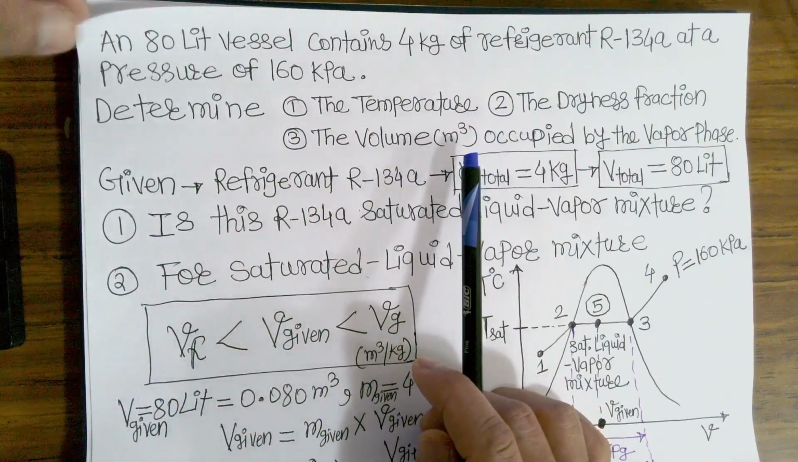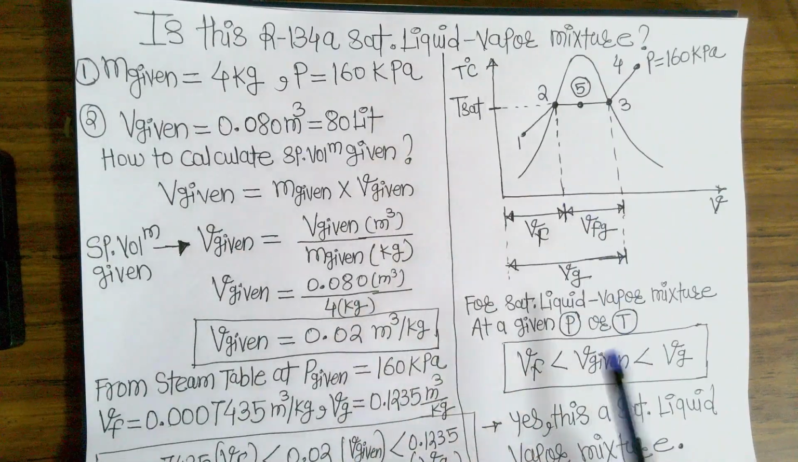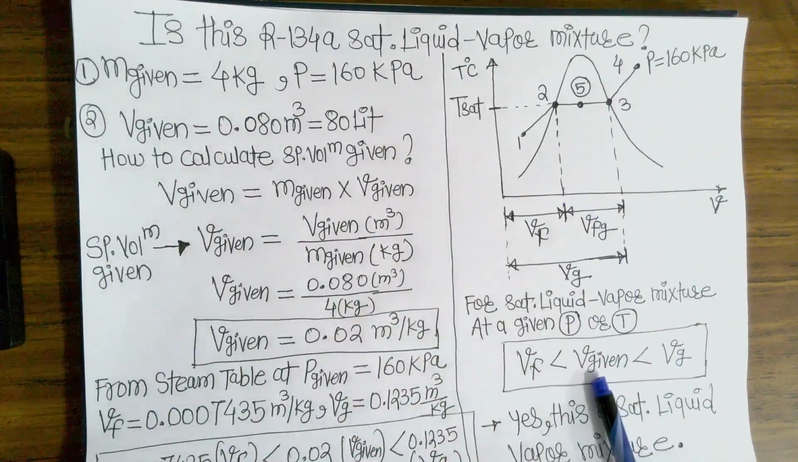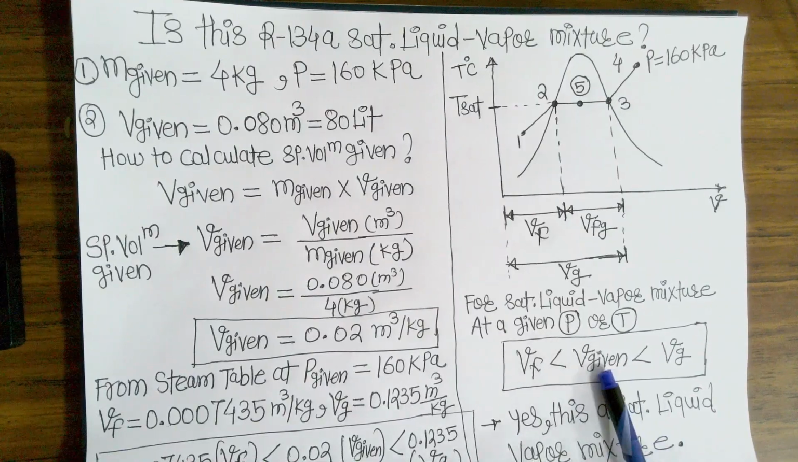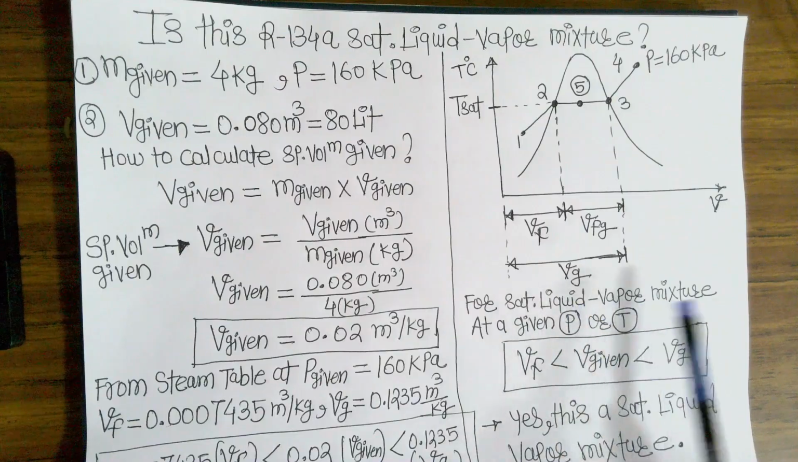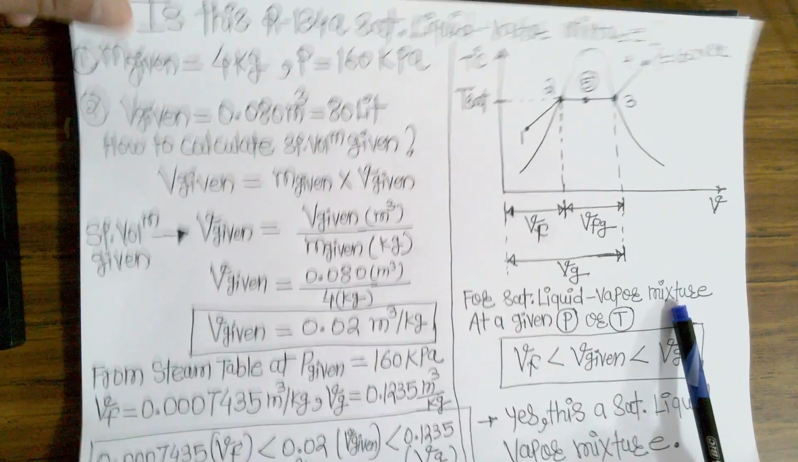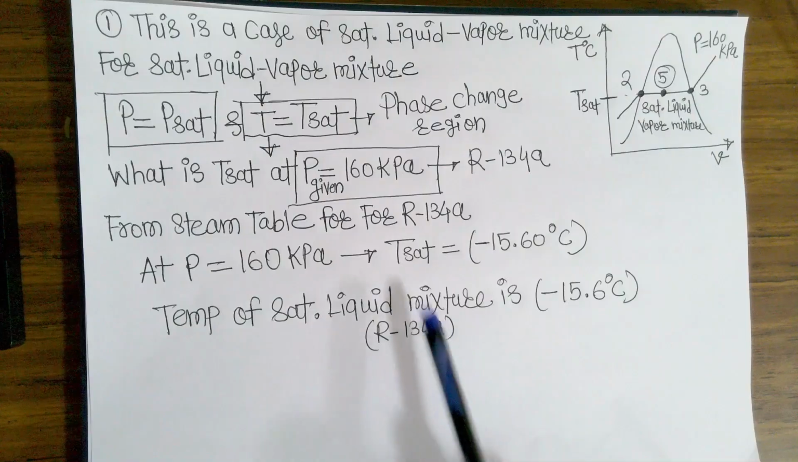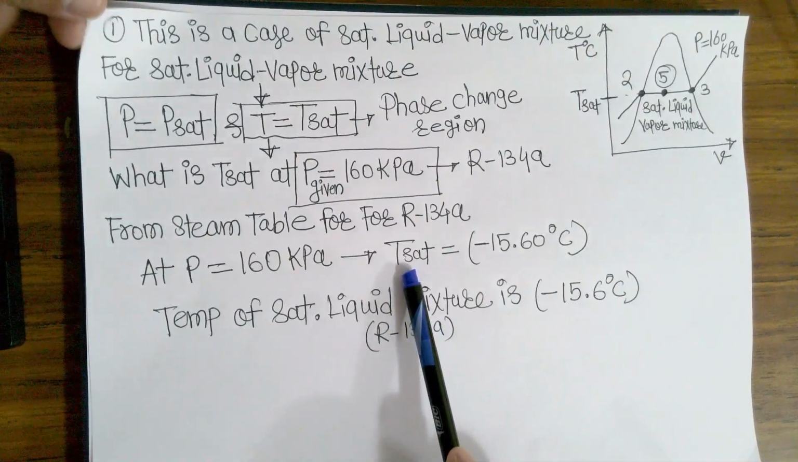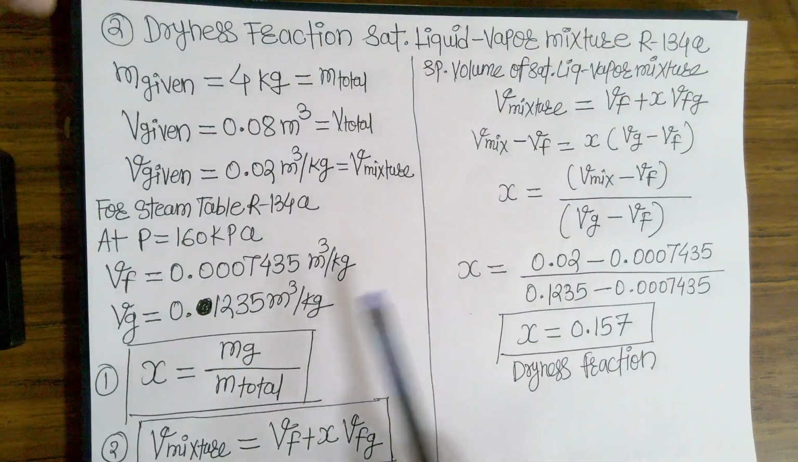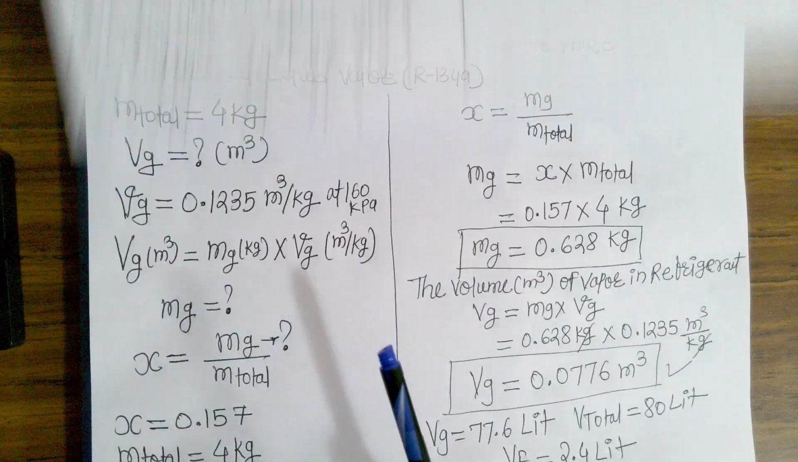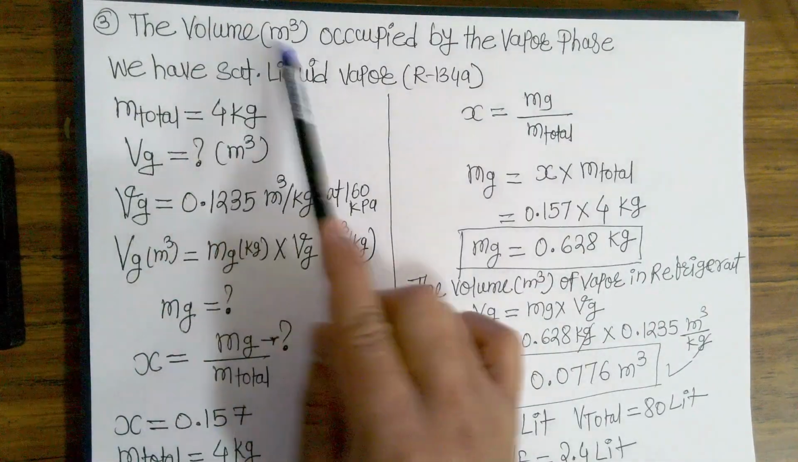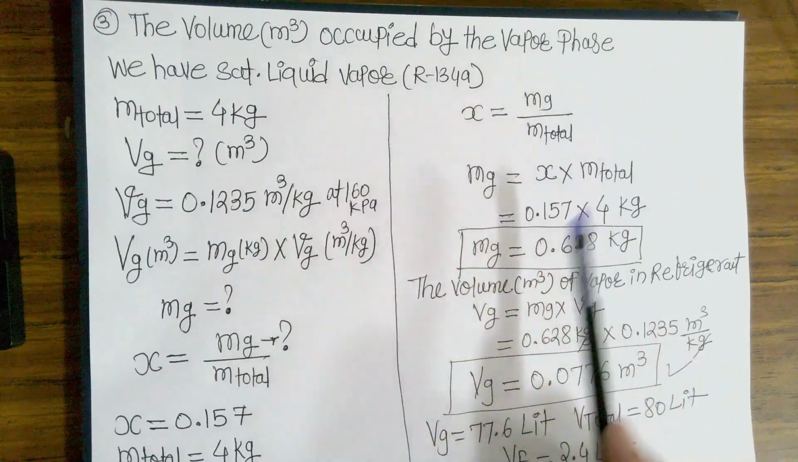The first thing we are going to do is to decide, when a specific volume is given to you, what condition defines that the volume corresponds to saturated liquid vapor mixture. Then we are going to calculate what is the saturation temperature of this liquid vapor mixture. Then we are going to calculate the dryness fraction of the mixture. Lastly, we are going to calculate what is the volume of vapor in this mixture.